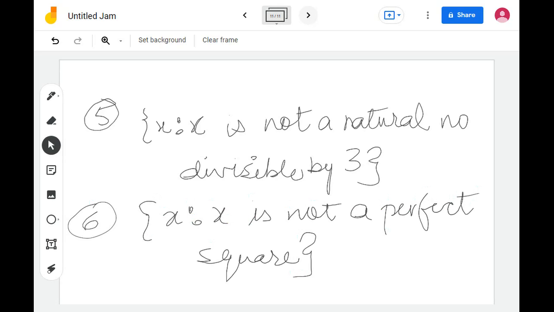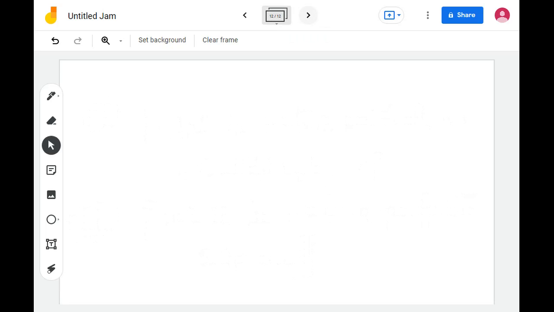Now we are shifting to the seventh part of this question. Now the seventh part is done. Now we are shifting to the eighth part of this question. The eighth part is x such that x plus 5 is equal to 8.